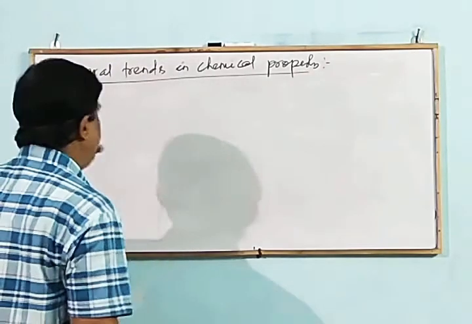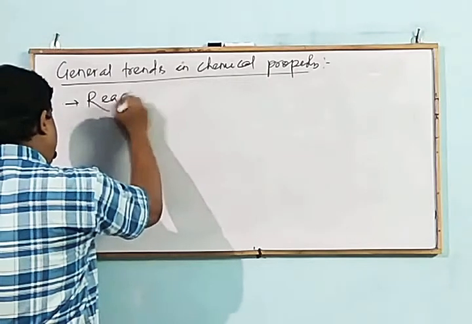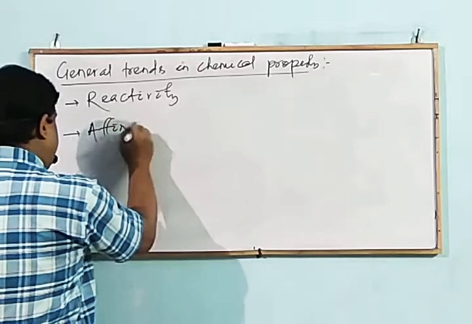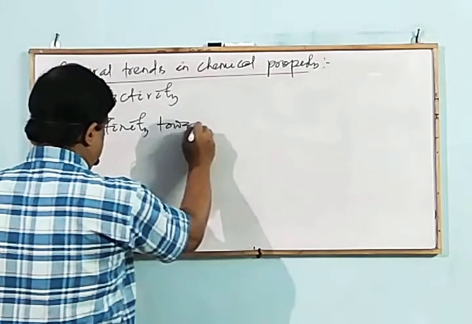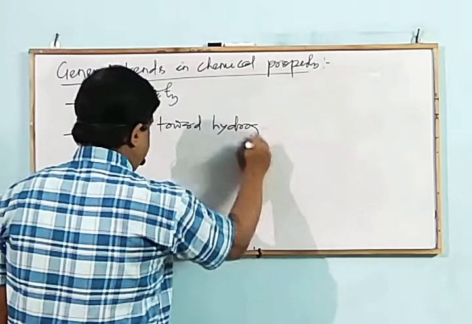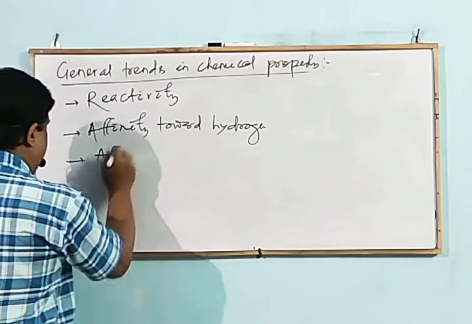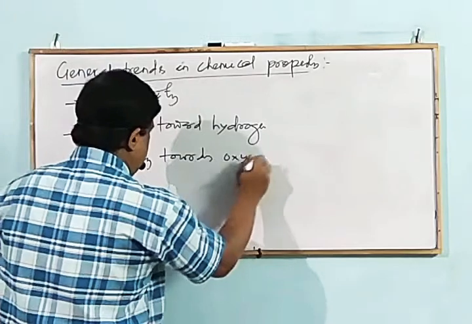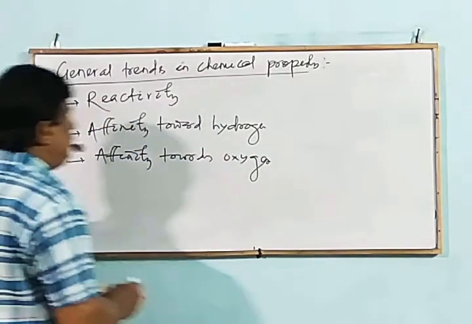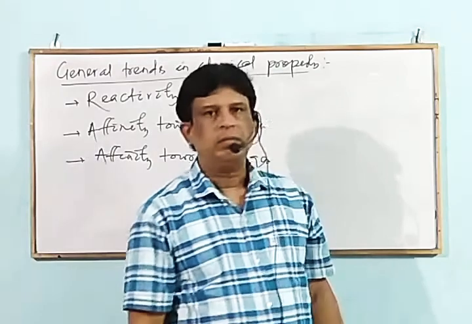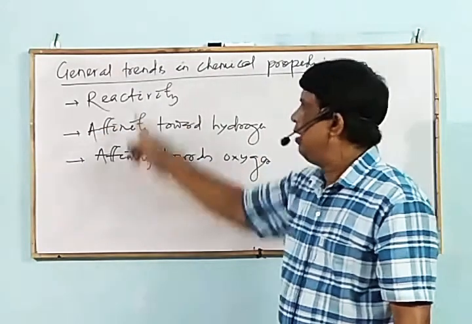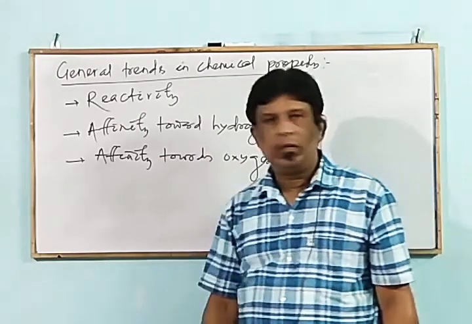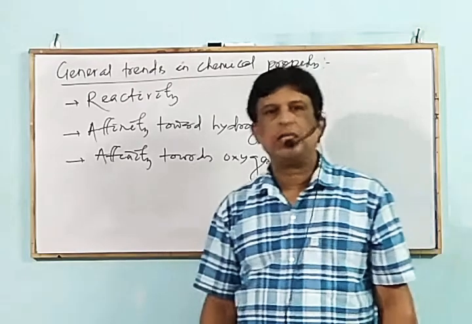Under this heading, I will discuss reactivity, next affinity towards hydrogen, next affinity towards oxygen. Under the heading of chemical properties, I will discuss three points mainly: reactivity, affinity towards hydrogen, and affinity towards oxygen. Let us discuss one by one.